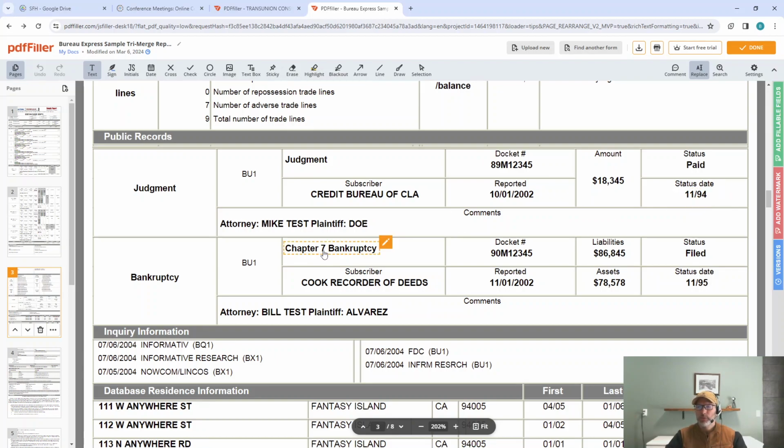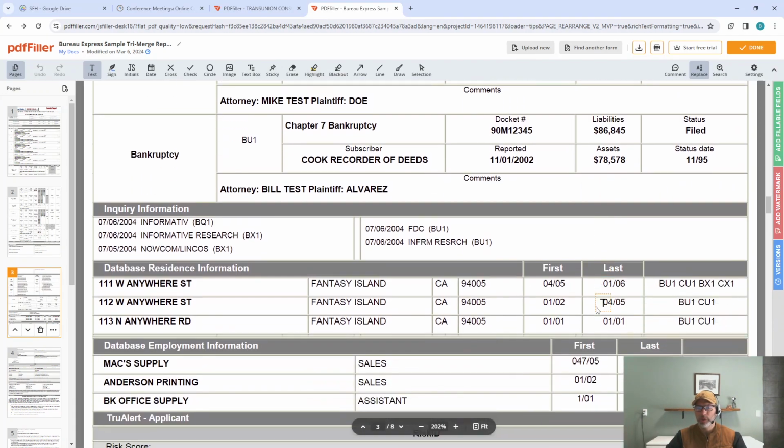Then it also shows this person had a bankruptcy in 2002. Liabilities in that bankruptcy were $86,000. The assets were $78,000. This is the definition of being bankrupt. They were overextended beyond their assets. And the status shows filed. Something of concern to an underwriter in this situation would be the status showing filed as opposed to discharged. They may want some different paperwork on that, just to show, and it would be bankruptcy paperwork that would show that the bankruptcy had been discharged.